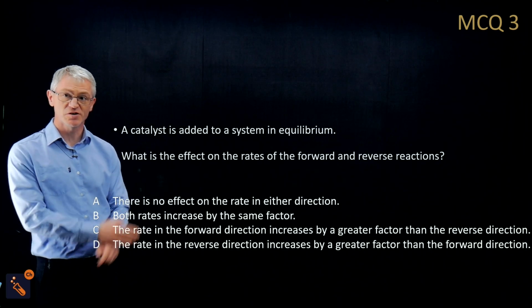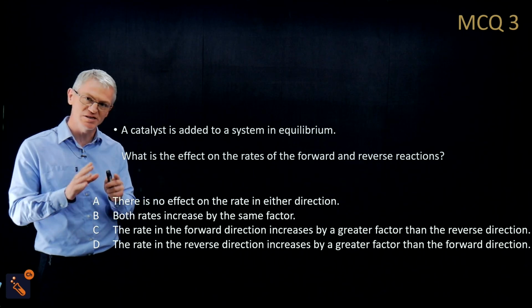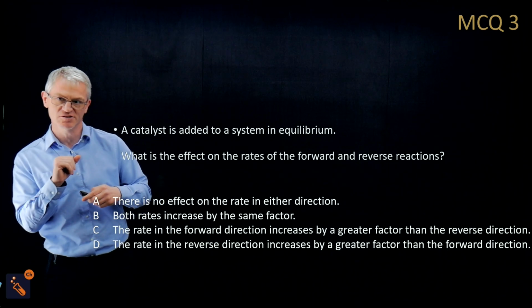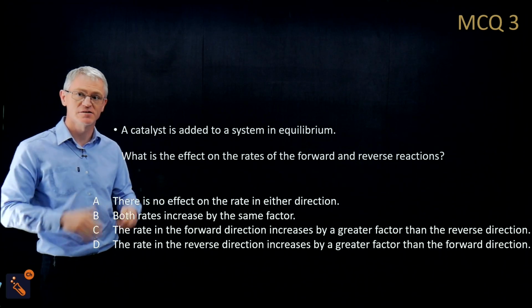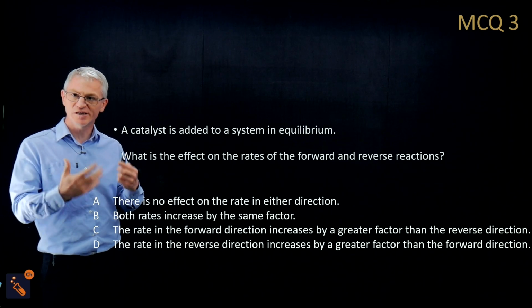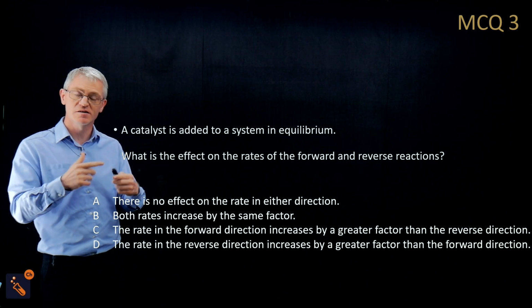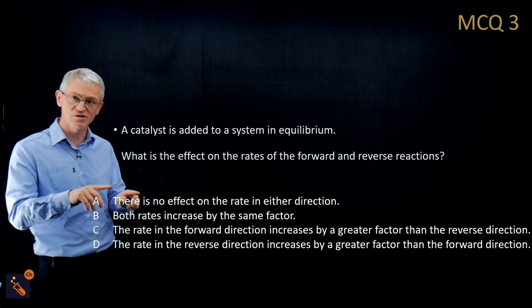So next question, we've got a catalyst. Now, a catalyst does the following. A catalyst will speed up the rate of both the forward and the backward reactions to the same effect, okay? So that's what it does. It means you can get to equilibrium quicker, but it doesn't affect what the equilibrium values are. It just means you can get to them quicker. So let's have a look at the answers.